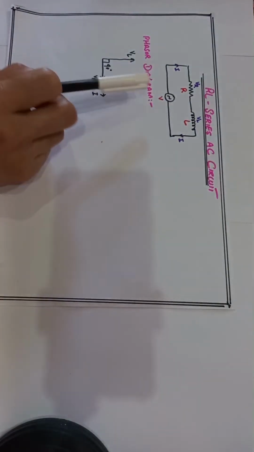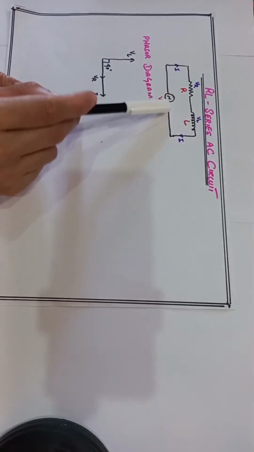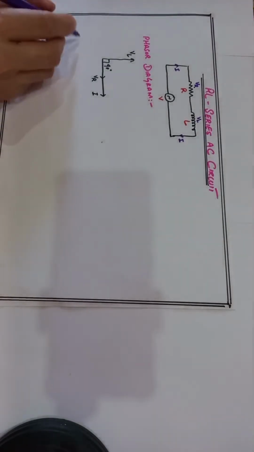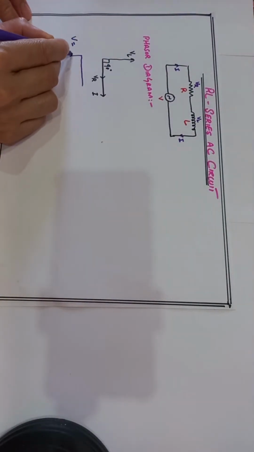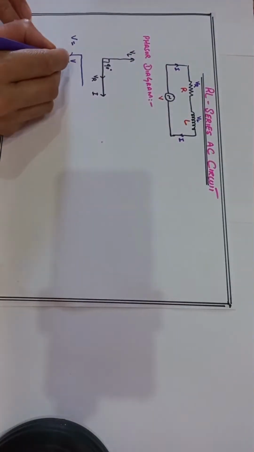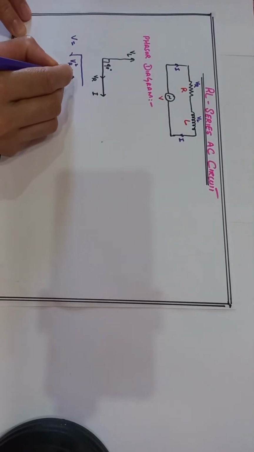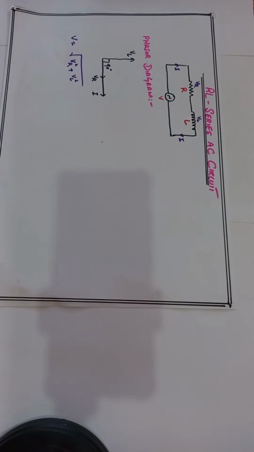First we find the resultant of these two voltages, which is equal to the applied voltage. We can find the resultant voltage by the formula: the applied voltage is the square root of the square of the voltage across the resistor plus the square of the voltage across the inductor. We take both squares and then take the square root. Okay, according to Ohm's law, we know that the voltage V is equal to IR.